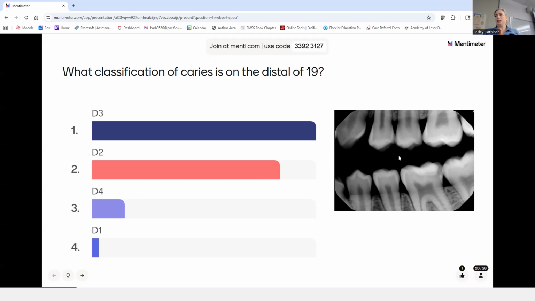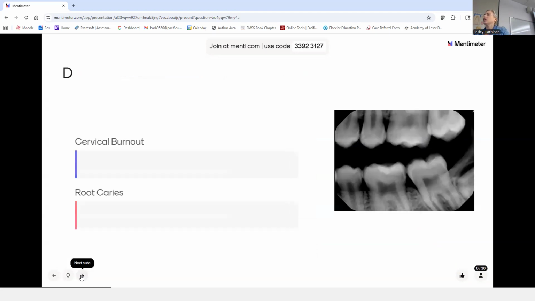Okay, so the correct answer is D3. So here you can see, and I know it's always hard because it's just hard to see decay in these projectors and when you try to clip pictures, but you can see the decay. Clearly this looks to me like more of a recurrent decay situation, but it's definitely hit the dentin. So you can see some shadowing under there. So that one's D3.